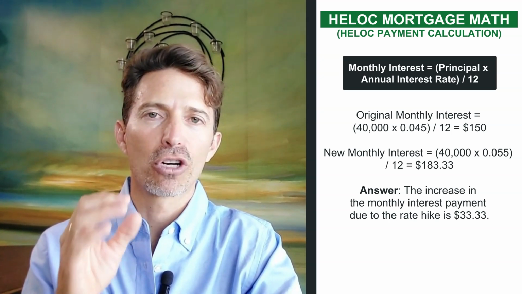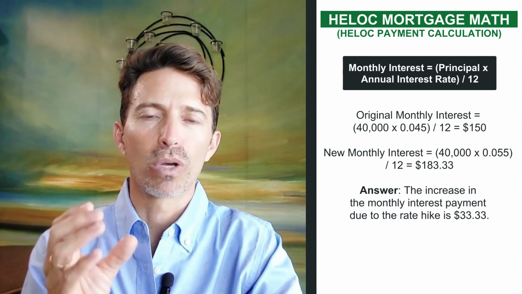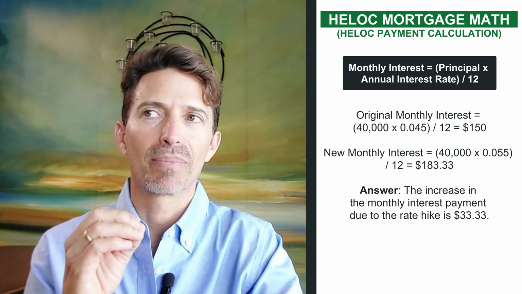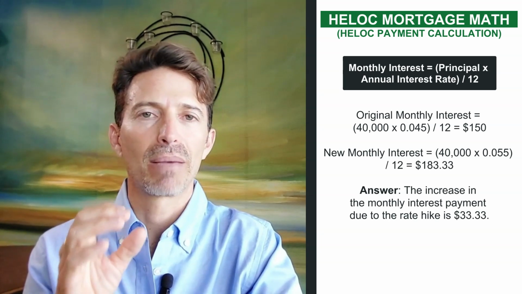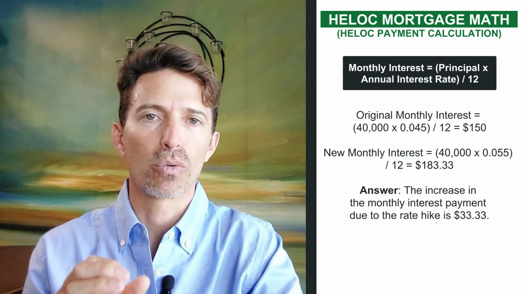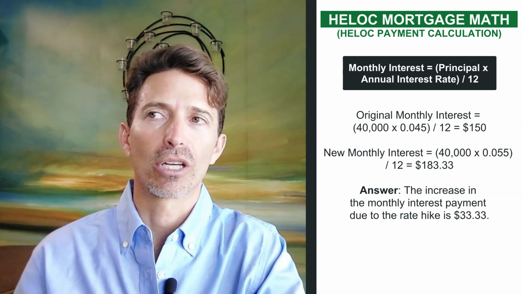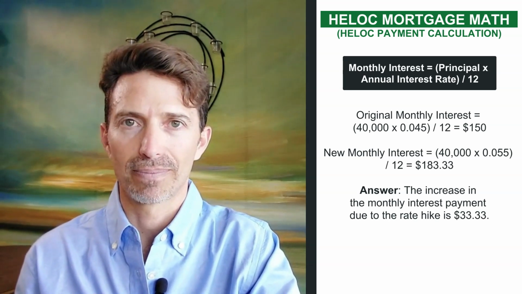When we have $183.33 and we have $150, we can calculate exactly how much that increase in payment is, obviously interest only, okay? And that increase in payment is going to be $33.33. So Jamie will want to know how much it's going to increase by. You can tell Jamie the payment is going to increase by $33.33.